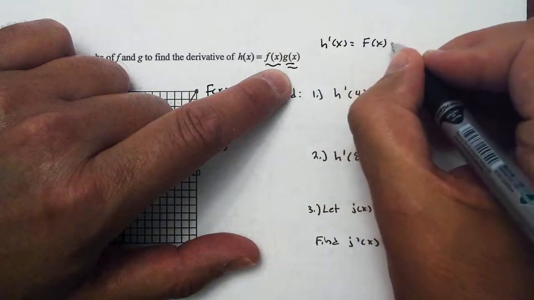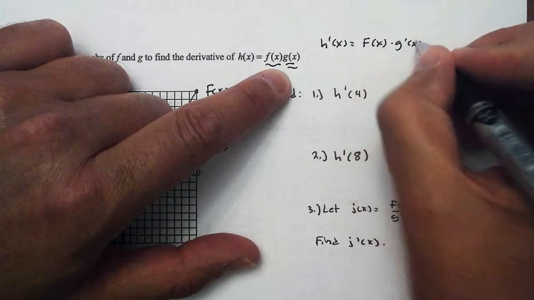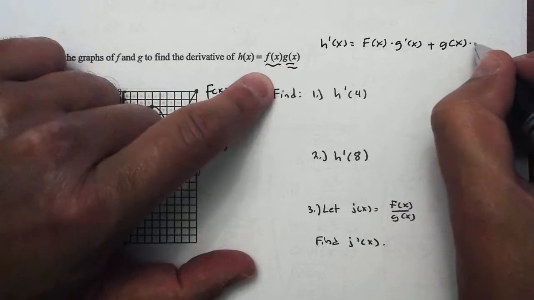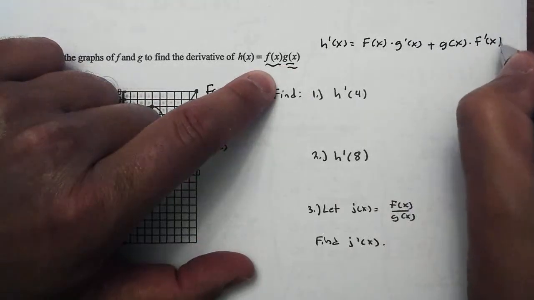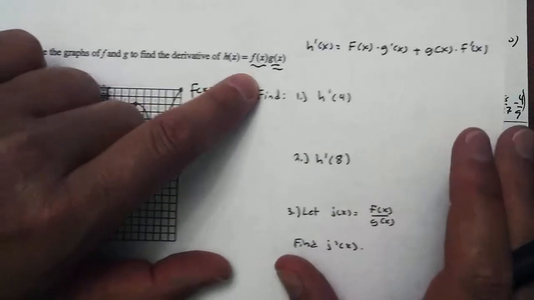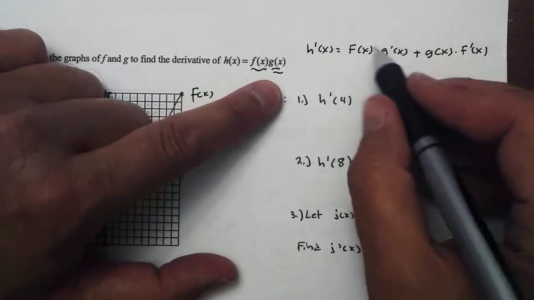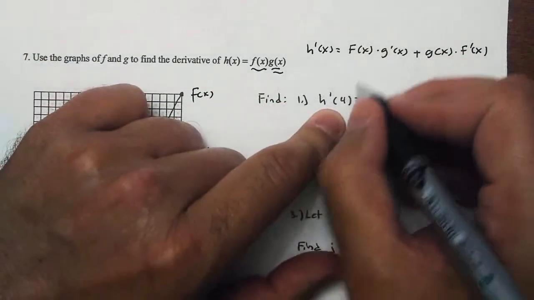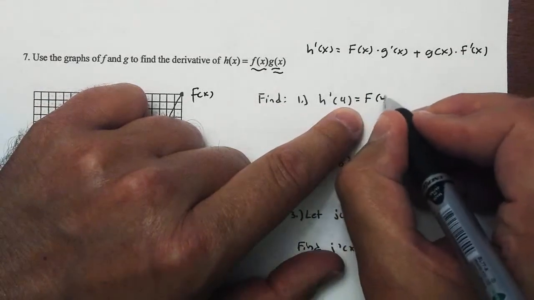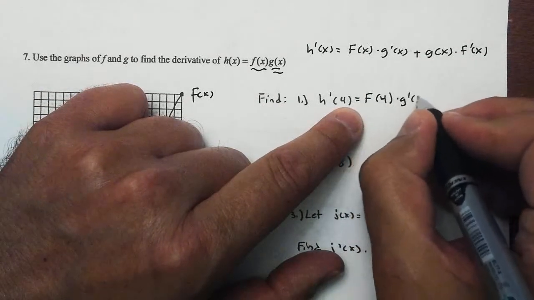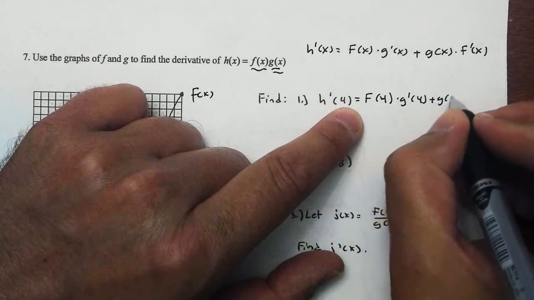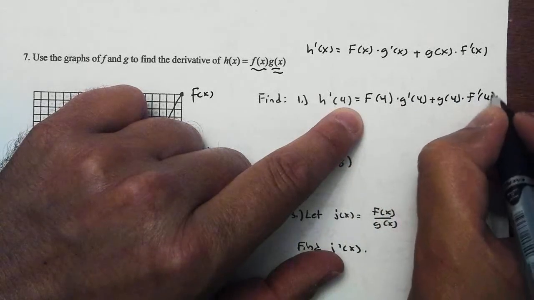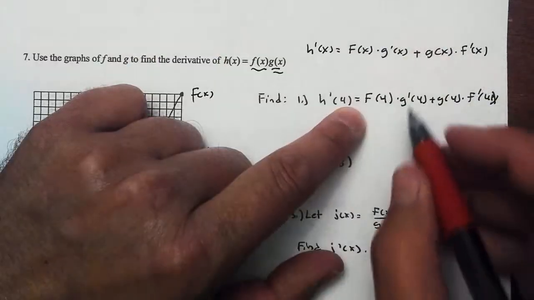So f of x times g prime of x plus the second, g of x times the derivative of the first, f prime of x. So there's our derivative. And now for number 1, I'm going to plug in a 4. Everywhere I see an x, I plug in a 4. So I want f of 4 times g prime of 4 plus g of 4 times f prime of 4. So we're just going to plug in.